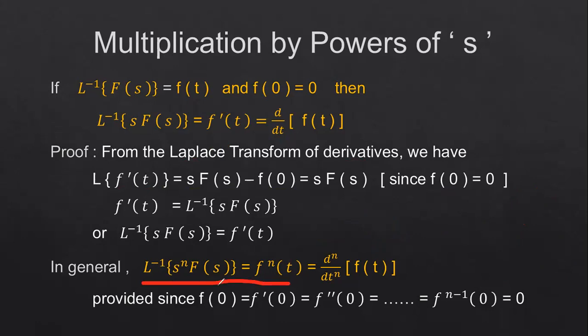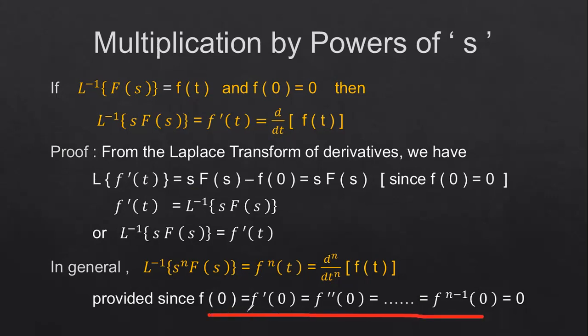It can be represented for the nth power of s. Laplace inverse of s power n into f of s is equal to f power n of t. That is nothing but you have to differentiate f of t n times, so d power n by dt power n of f of t. For all these cases, the initial conditions are equal to 0.